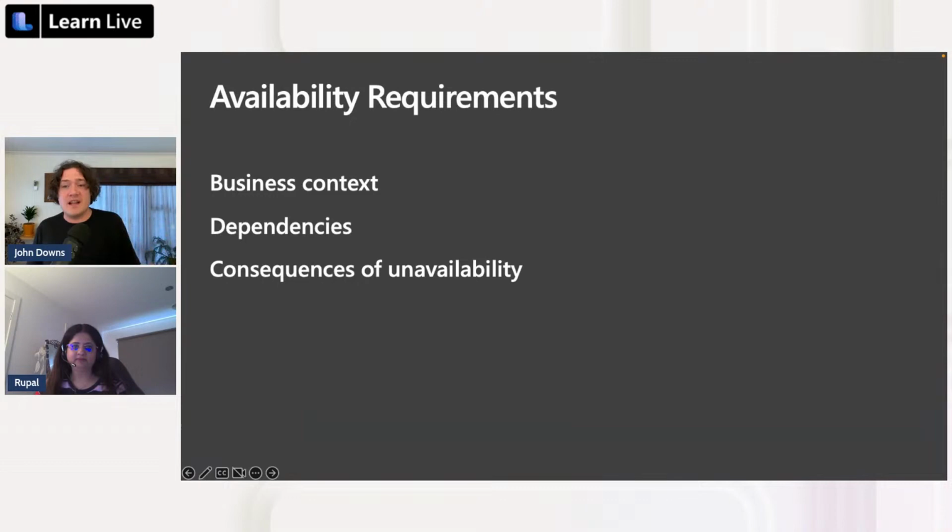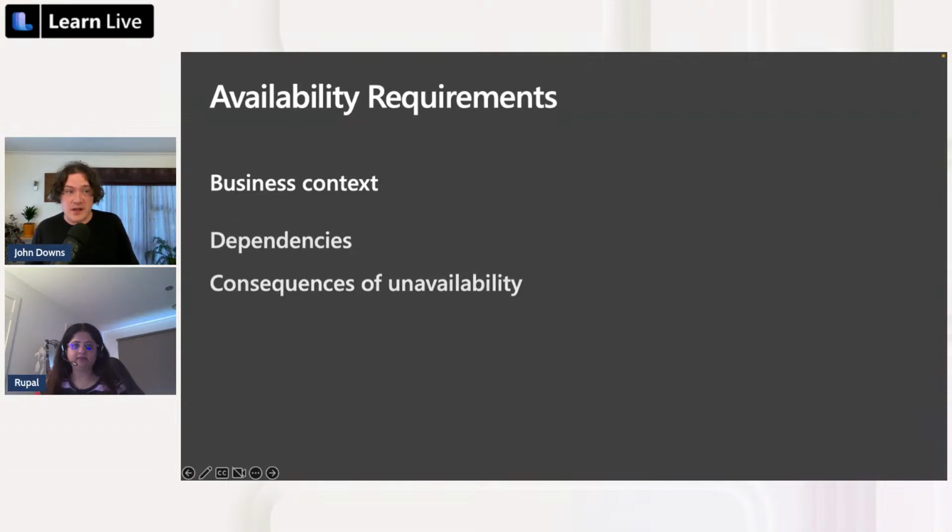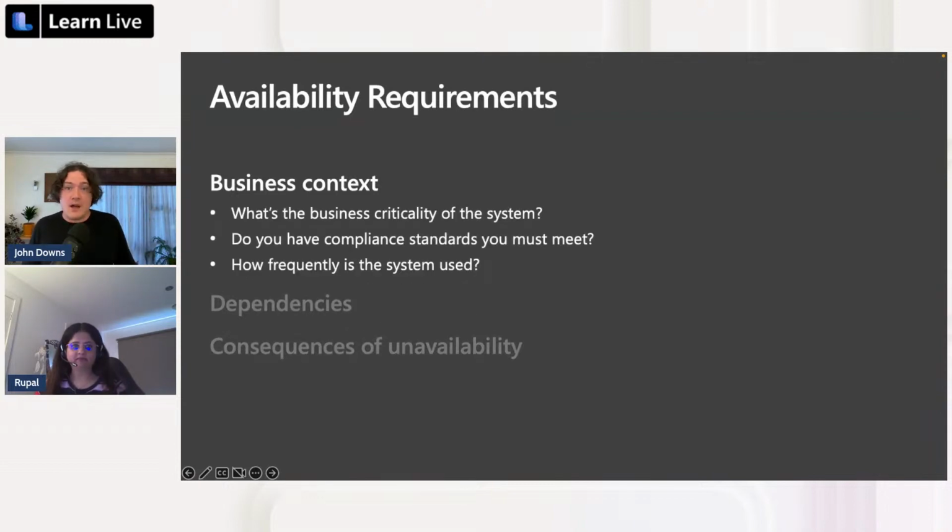When we think about what our availability requirements are, we need to ask ourselves a set of questions in three areas: the business context, dependencies between the system we're building and others, and the consequences of unavailability. So first, let's try and understand the business context. Now, it's really important that we understand the business criticality of the system. How critical is it to the business? This might seem obvious, but it's really crucial.